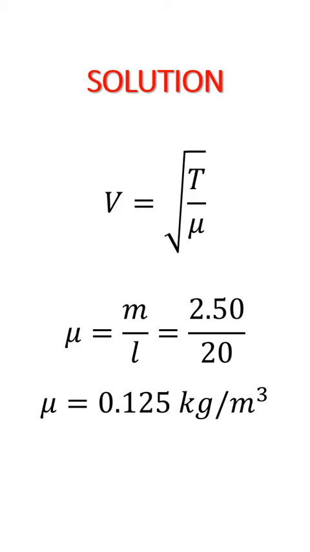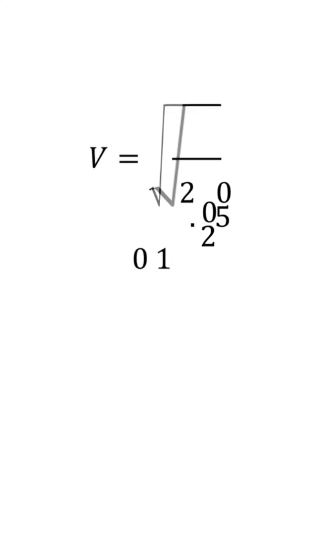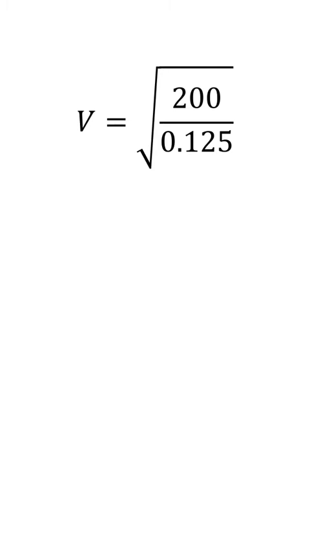Let's put these values in the above equation, and we get V is equal to root of 200 divided by 0.125. Therefore, V is equal to 40 meter per second.